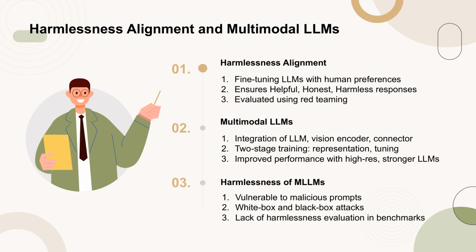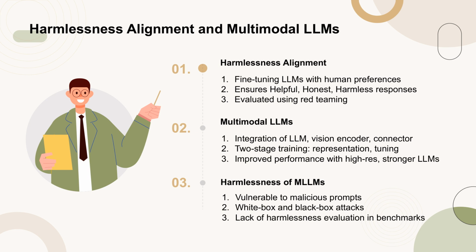The concept of harmlessness alignment involves fine-tuning large language models, LLMs, based on human preferences to ensure their responses are helpful, honest, and harmless. This process is crucial for maintaining the ethical use of these models. The robustness of these models is often evaluated through red teaming, a method used to benchmark their safety against harmful instructions. On the other hand, multimodal large language models, MLLMs, combine LLMs with vision encoders and cross-modal connectors, undergoing a 2-stage training process that aligns cross-modal representations and tunes visual instructions.